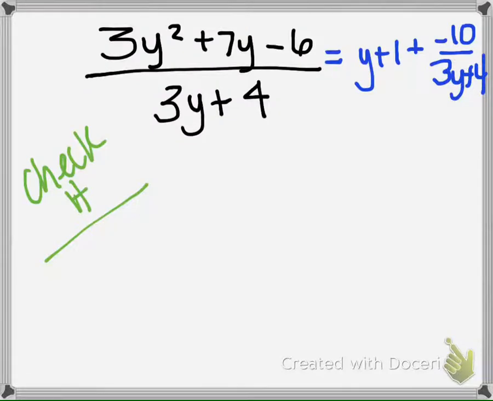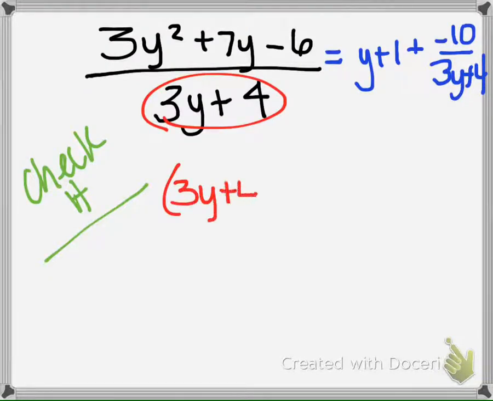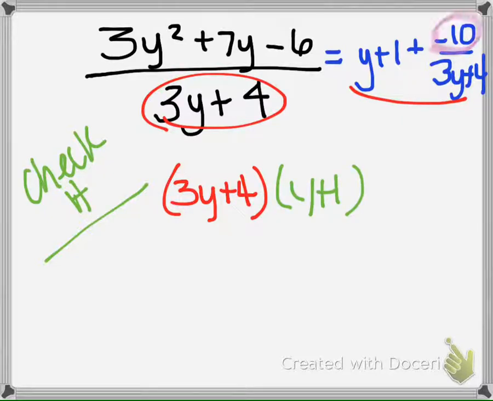Okay, so to check our answer, we're going to take our denominator, which is 3y plus 4, and we're going to multiply it by our answer here. So we're going to take the y plus 1 and multiply those, and then at the end we're going to subtract 10.